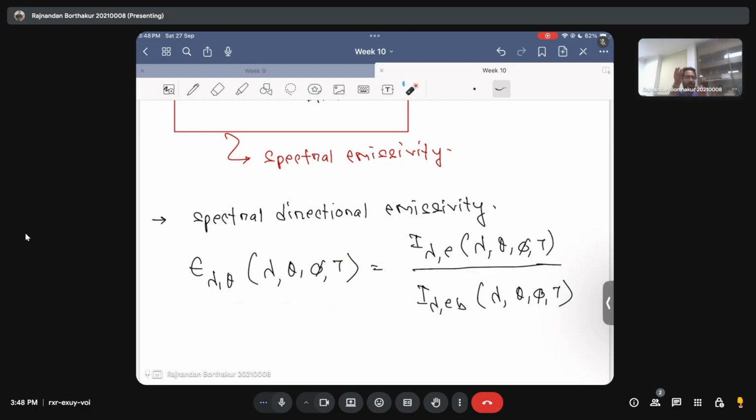Then we have subsequently reduced this, and we have come to a particular wavelength, which we define as the spectral emissivity, where we saw that it's not a function of direction, but it's a function of wavelength. And then we saw the spectral directional emissivity, which is a function of wavelength and of the direction that we are looking at, for instance theta comma phi, and this is defined as the spectral intensity of radiation of a real surface to the spectral intensity of radiation of a black body. Okay, and of course this is known as the spectral directional emissivity.